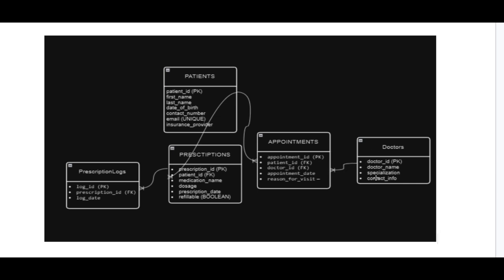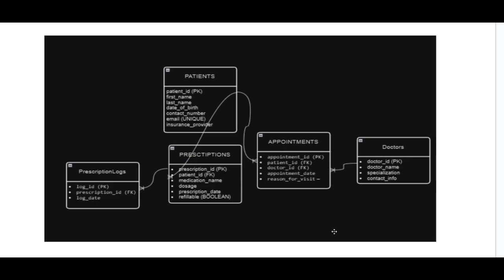The prescriptions table connects to both patients and doctors, linking each prescription to the patient who received it and the doctor who issued it. Finally, the prescription logs table records updates or modifications to prescriptions for audit purposes. Primary and foreign key constraints enforce these relationships, ensuring data integrity. For example, if a patient is deleted, their appointments and prescriptions are also removed to avoid orphaned records.